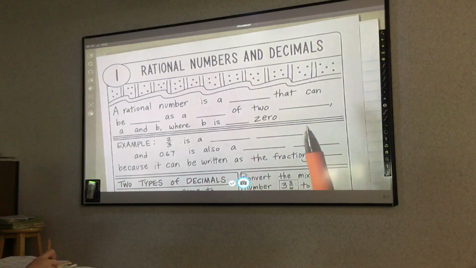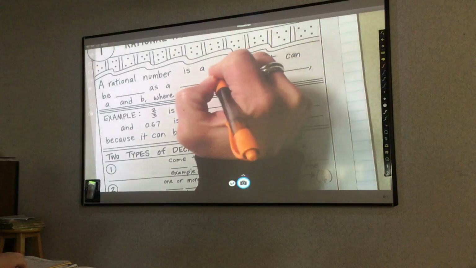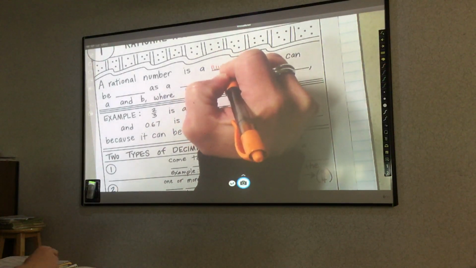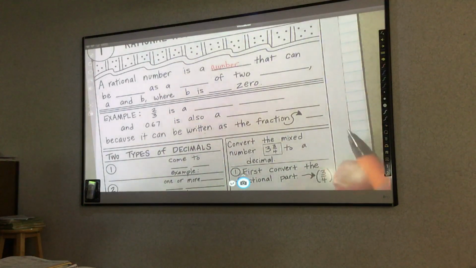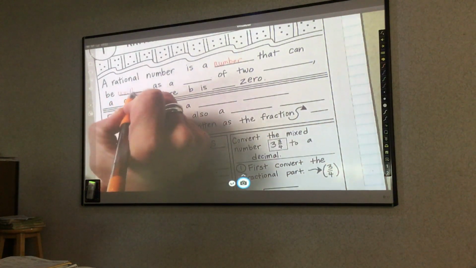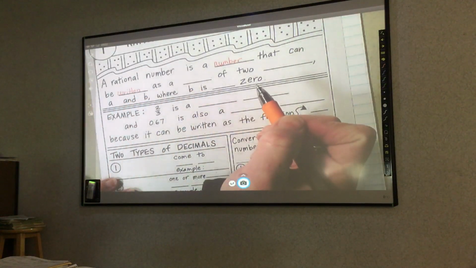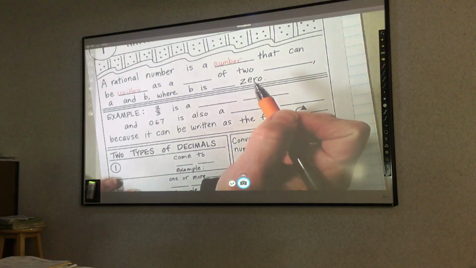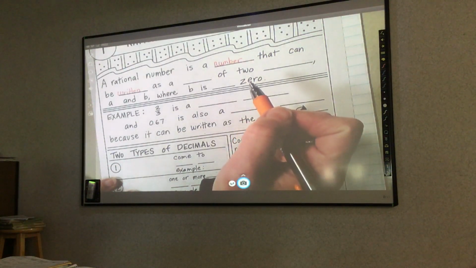About rational numbers and decimals. A rational number is a, and then you're gonna write the word number, that can be written as a, what did you guys think? What do you think you're writing a rational number as?